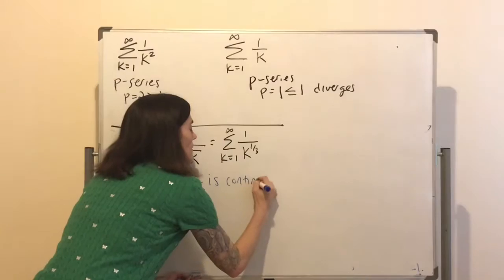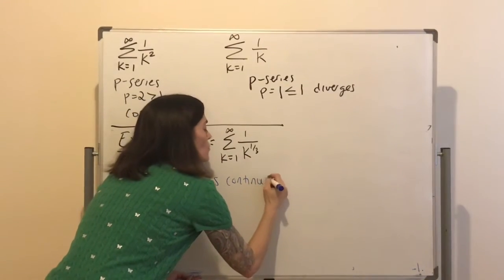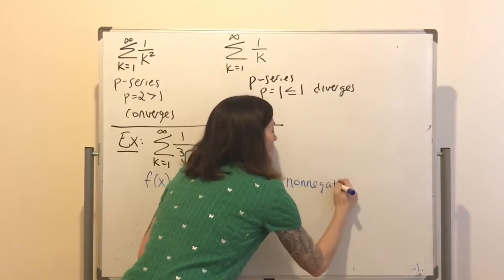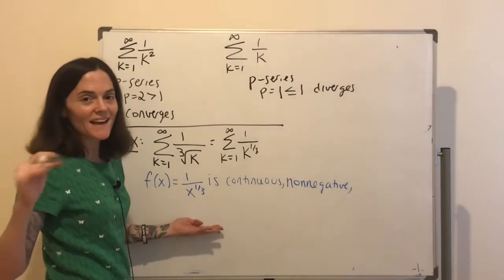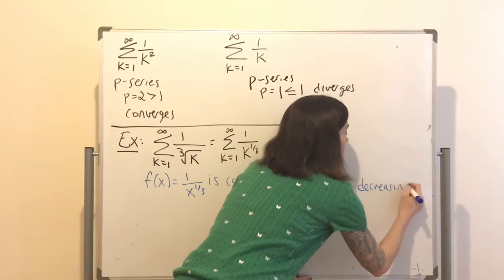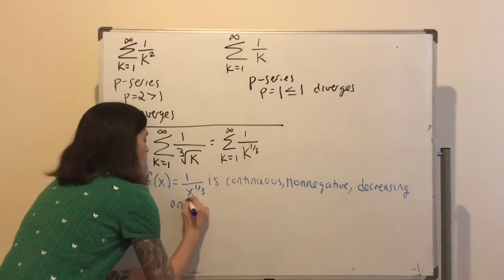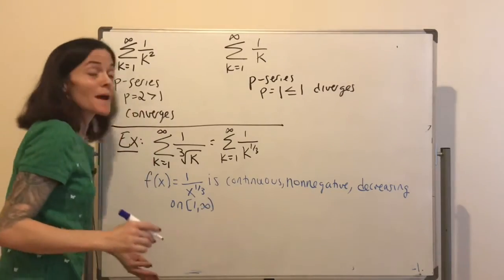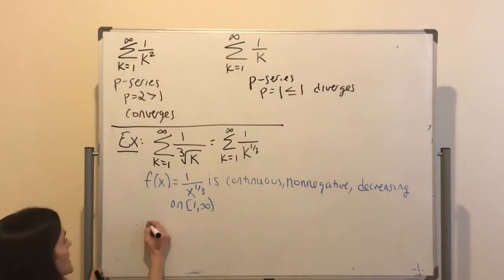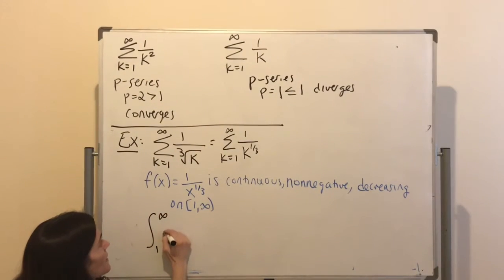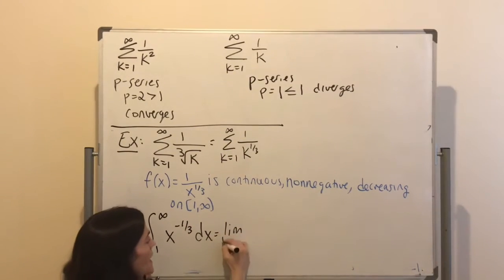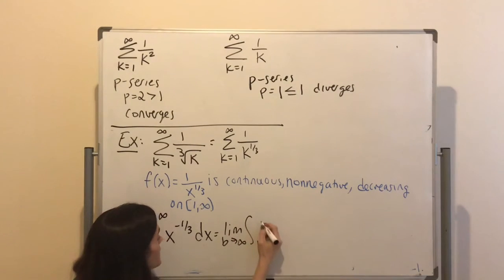It's continuous. It is non-negative. And because the denominator is growing, with a fixed numerator, it is decreasing. And all of this on 1 to infinity. Okay, so I may use the integral test. So then if I integrate 1 to infinity of, this is an x to the minus 1/3 power, excuse me, this is a limit as b goes to infinity, the integral 1 to b.